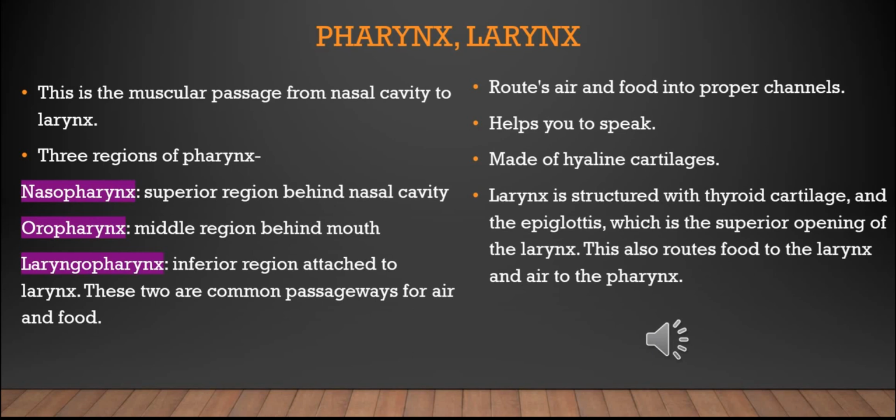The larynx routes air and food into proper channels. It helps you to speak. It is made of hyaline cartilages, and is structured with the thyroid cartilage and the epiglottis, which is the superior opening of the larynx. This also routes food to the esophagus and air to the trachea.